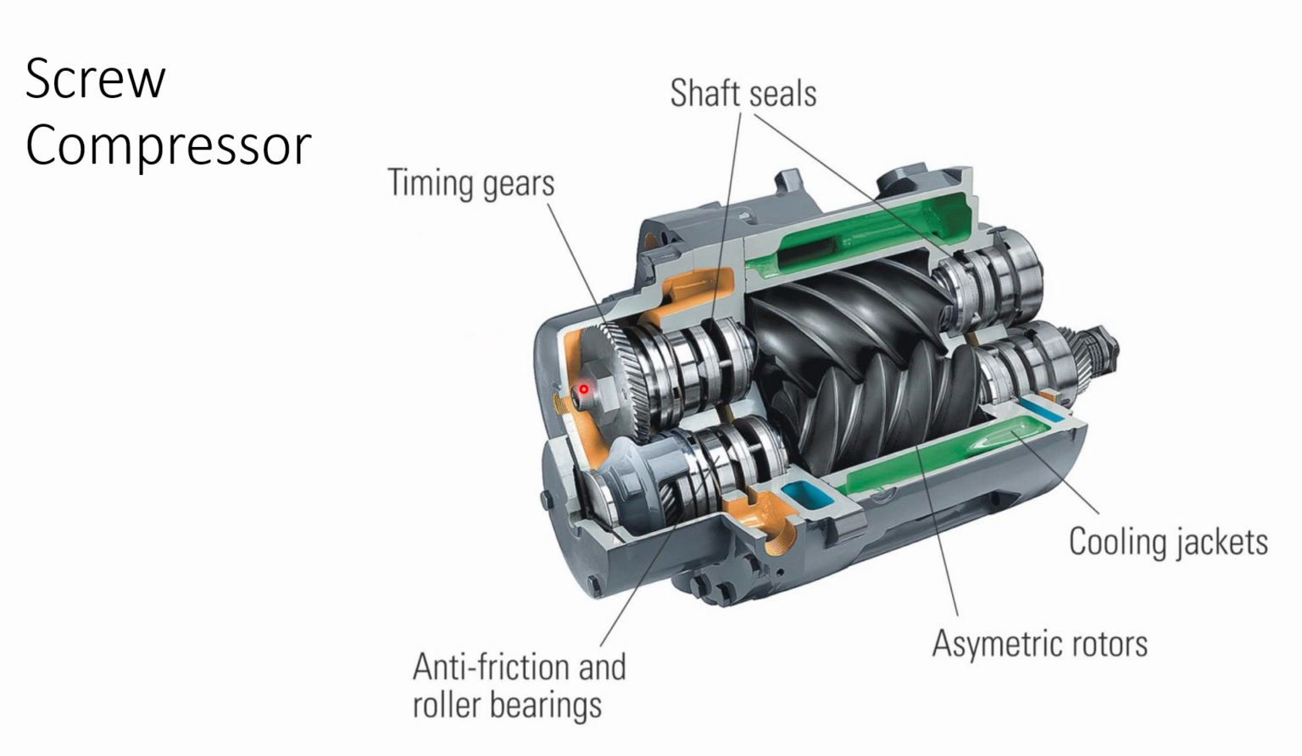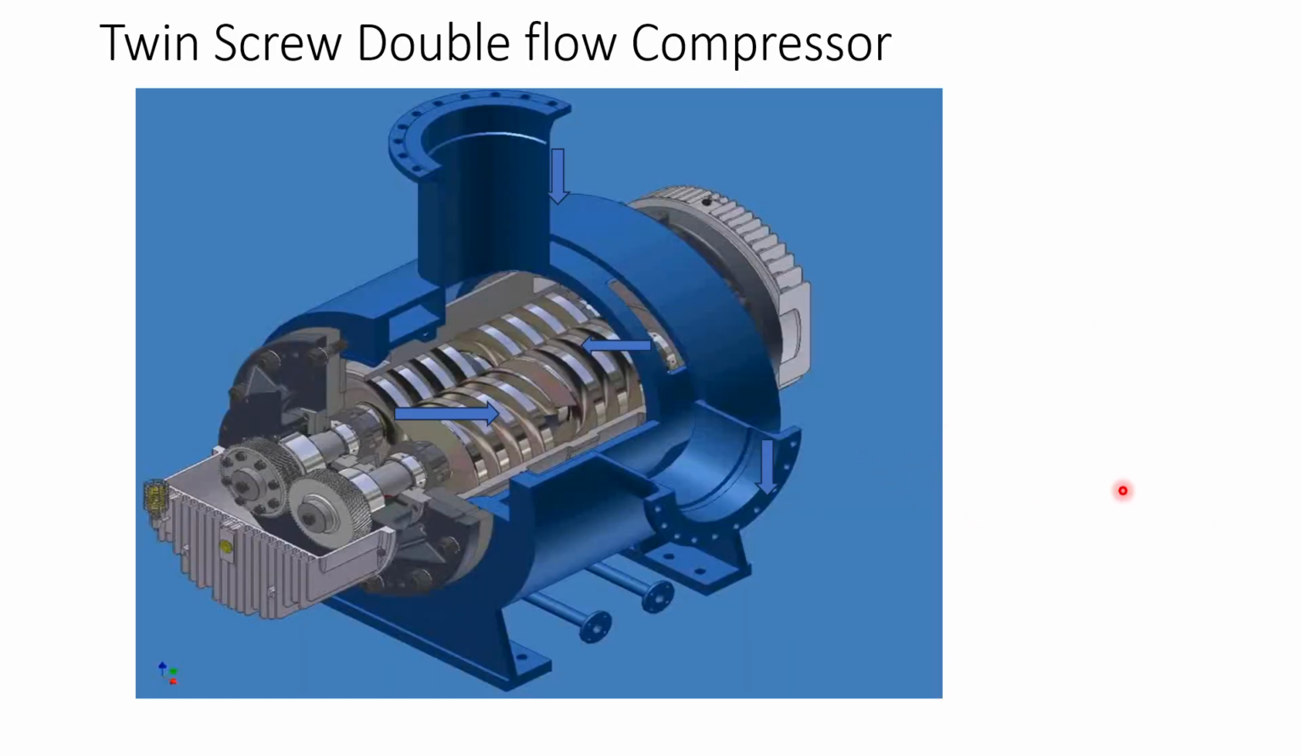Here in this drawing we can see the timing gears, which rotate the two shafts in opposite directions. These are the bearing areas and these are the seals, and there is a cooling jacket provided. If the temperature goes up, water is circulated through the cooling jacket to keep the compressor cool.